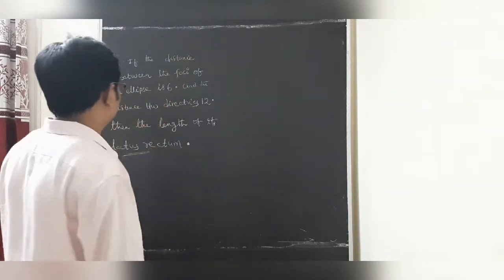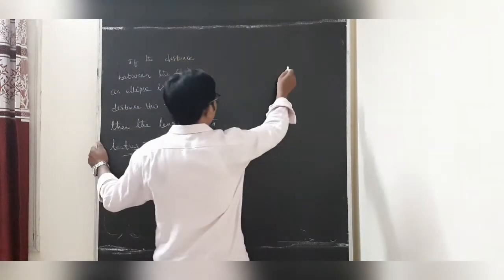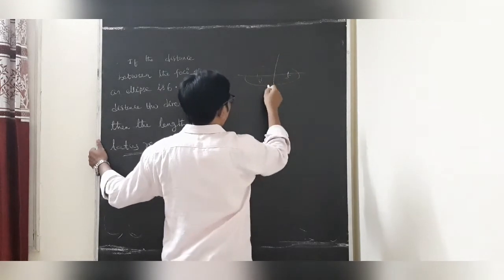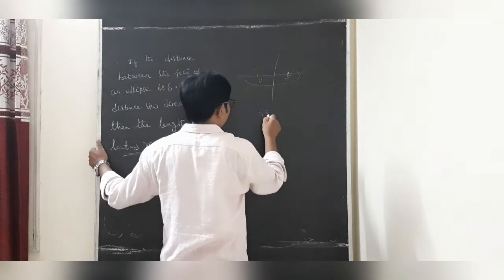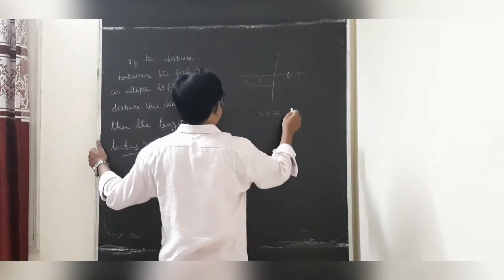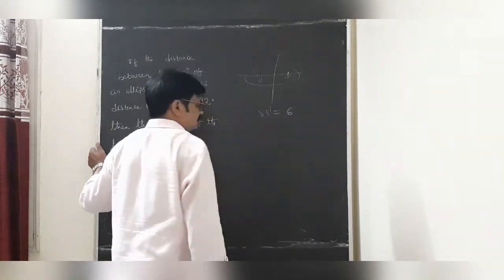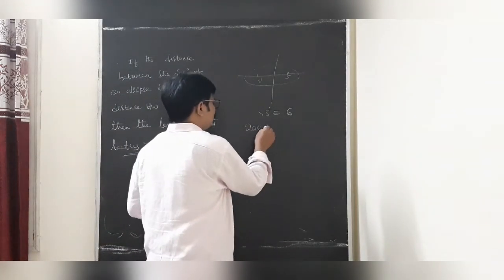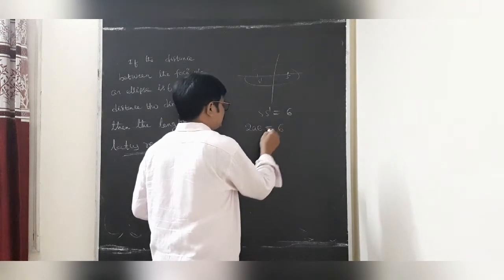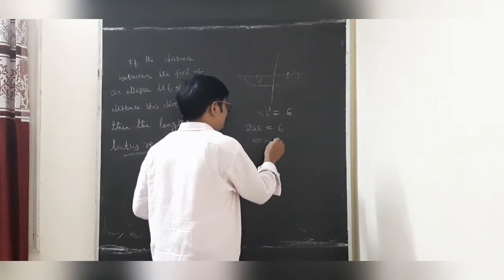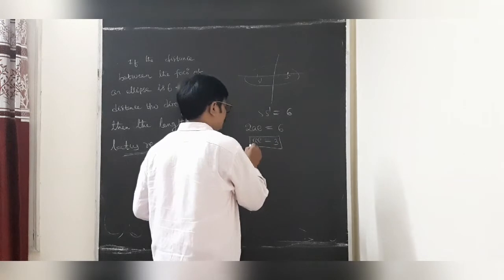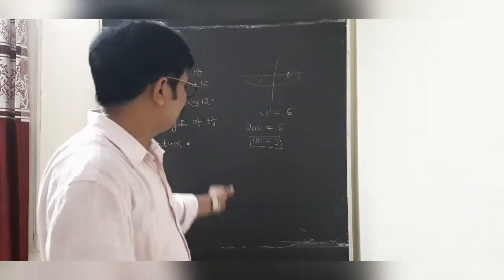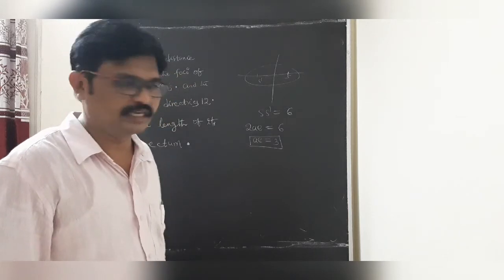So dear students, the distance between the foci, we have to know the distance between the foci, that is SS dash, which is given as 6. Dear students, when it is 6, 2AE equal to 6. Therefore, the value of AE is 3. What is it, students? The distance between SS dash is 6. Undoubtedly 2AE is 6, AE is 3.